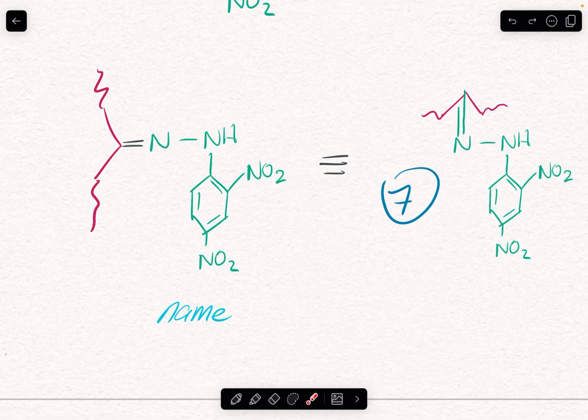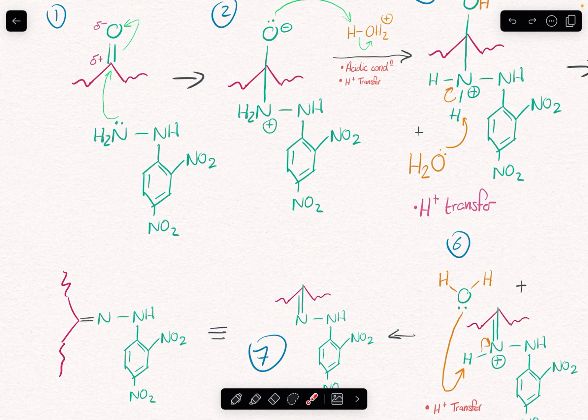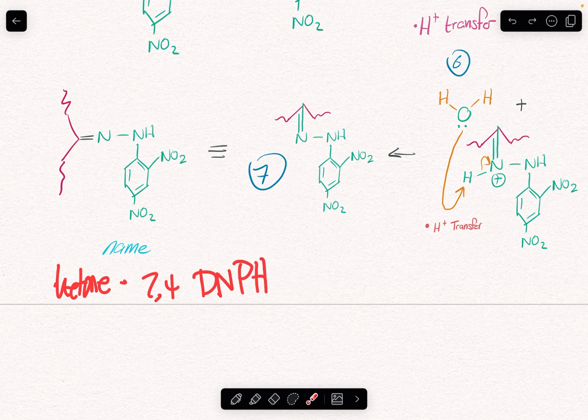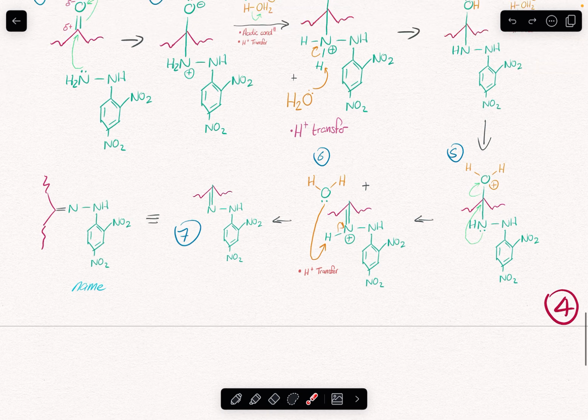The name is easy. Whatever the ketone was that you chose at the very start of your reaction, so if you've got propanone, butanone, pentanone, heptanone, you're just going to call this your ketone 2,4-DNPH. That is good enough for me. So if you have hexanone, it'll be hexanone 2,4-DNPH. And I will accept that.